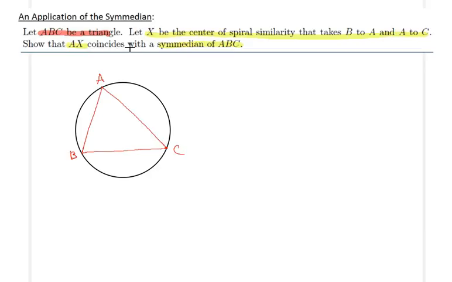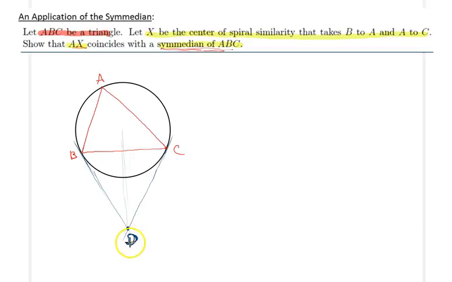Because it is related to the Symmedian, AX will coincide with one of the Symmedians of our triangle, and obviously it will be the Symmedian related to A. Therefore I need the tangents at B and C. Let me try to draw these. One smart move would be to draw the perpendicular bisector, so I know those three lines will coincide. So that's my tangency point here, let me call it D.